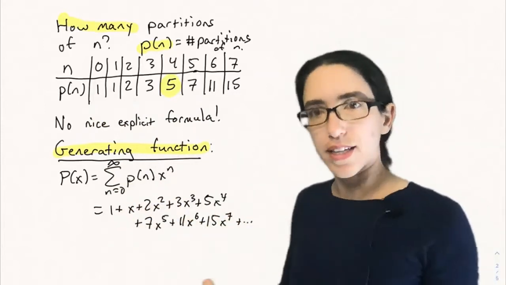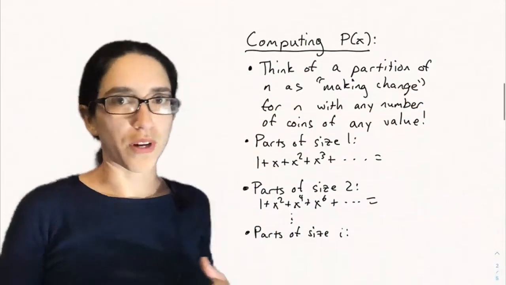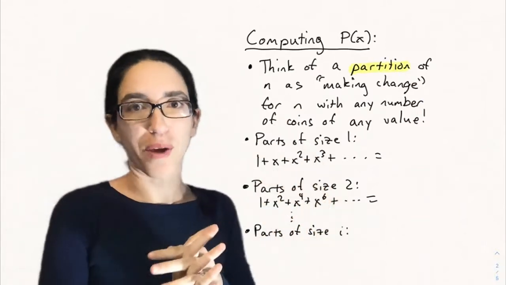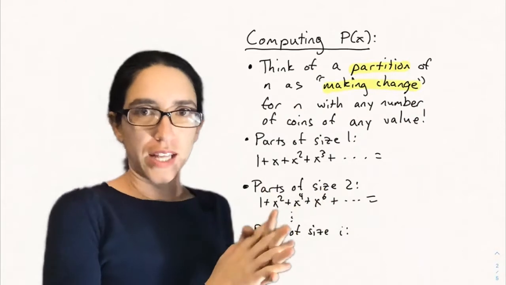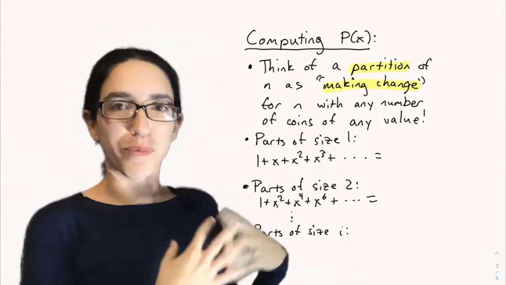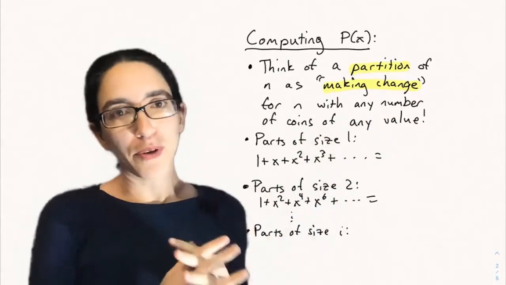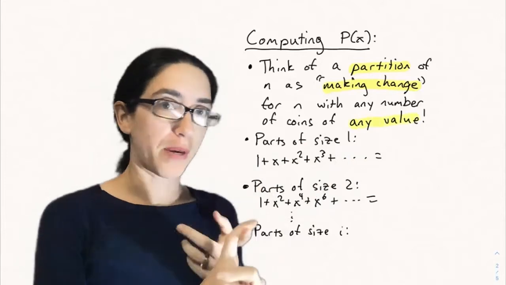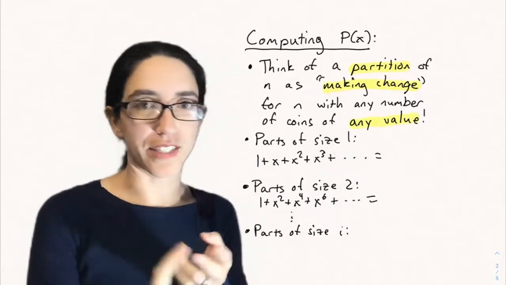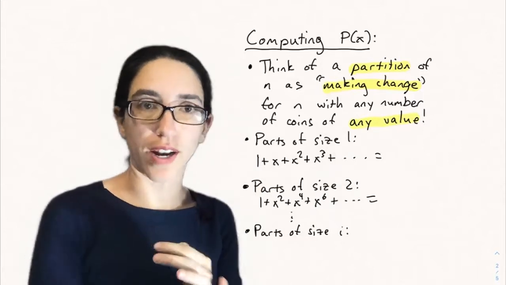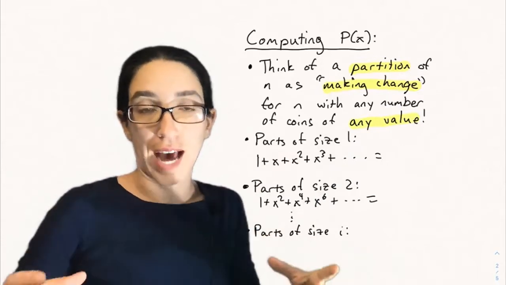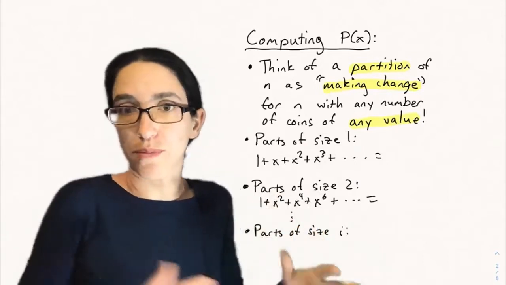So we're going to study this generating function, but first we want to break it down and think of partitions in yet another way. In order to get a handle on the generating function, let's think of a partition of n as a way of making change for n cents with any number of coins of any value. Remember when we did the making change problems and we had some amount of pennies, some amount of nickels, some amount of dimes, etc. Now we're pretending there's not just pennies, there's also 2 cent coins and 3 cent coins and so on. And you have as many coins as you want of each type. When you put them together to add up to n, that is a partition of n. It's a way of adding up to n.